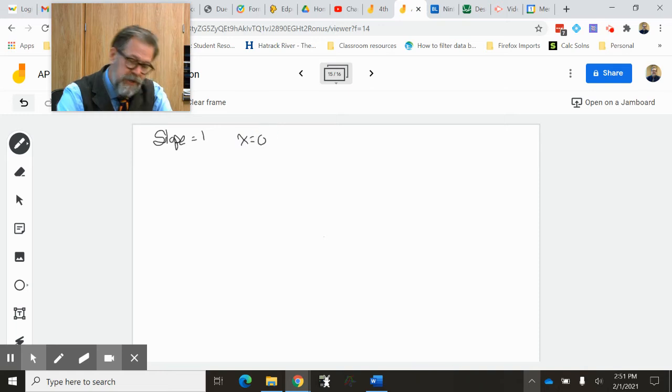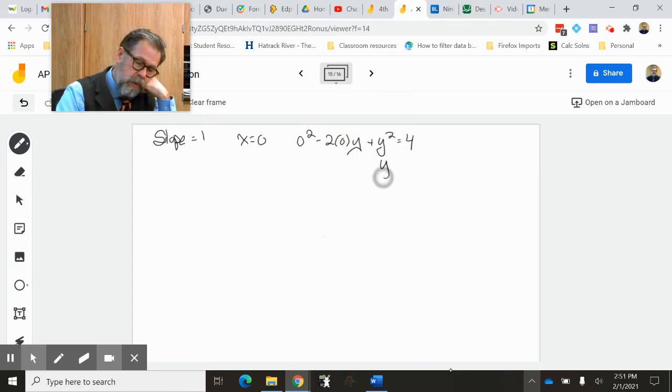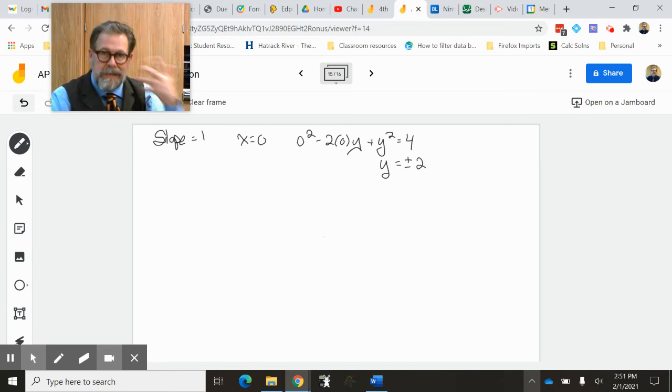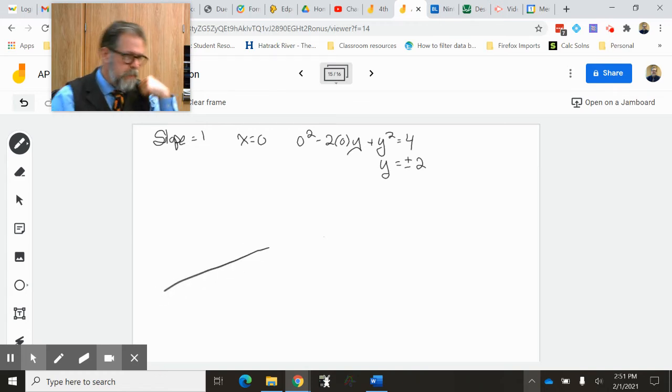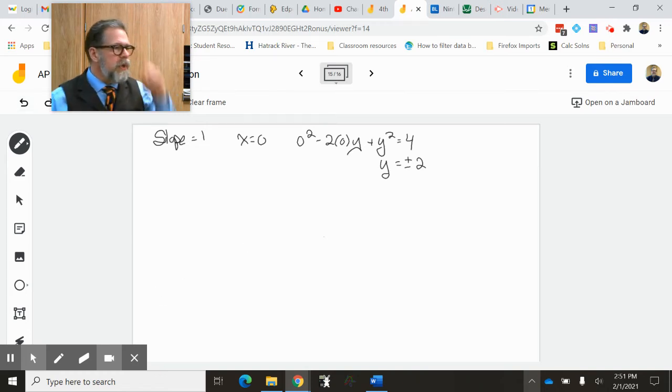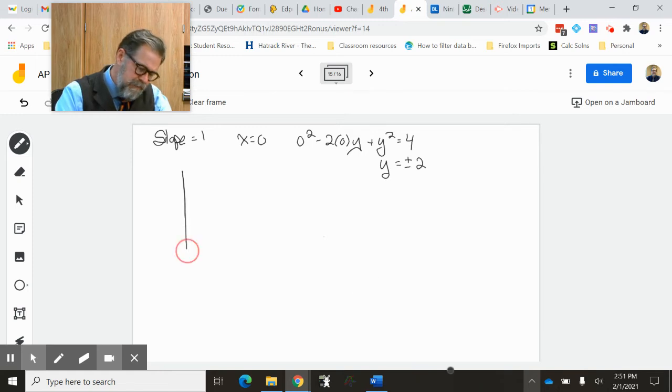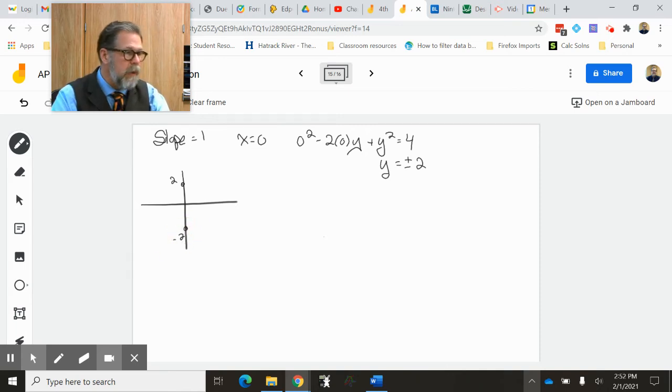So what if x equals 0? So I've got 0 squared minus 2 times 0y plus y squared equals 4, which means that y is equal to plus or minus 2. Well, that's interesting because I have a slope and I have 2 points, not just 1 point. So what does that look like? I got a point here, and I got a point here, and I've got a slope of 1.